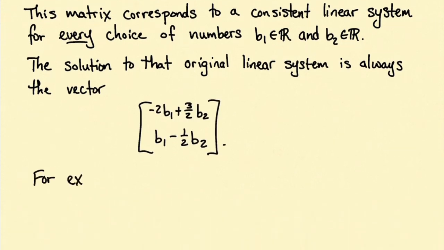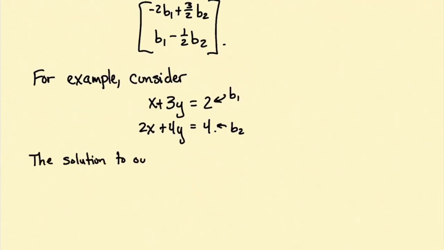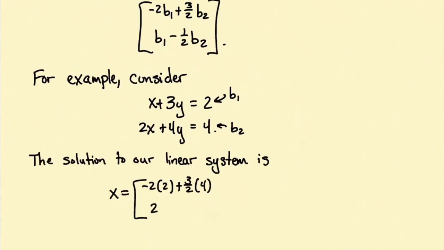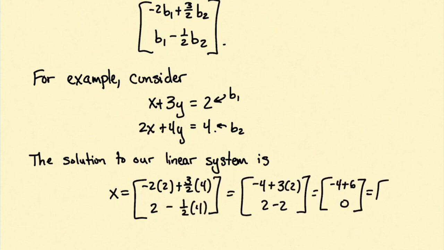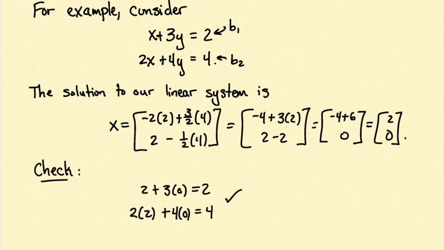So for example, consider the linear system x plus 3y equals 2 and 2x plus 4y equals 4. Our answer tells us, if we think about the number 2 as our b1 and the number 4 as our b2, all we have to do is plug those numbers into the vector that we have written above. And we can check that if we plug the number 2 in for x and the number 0 in for y, we do in fact get a solution to our original linear system.